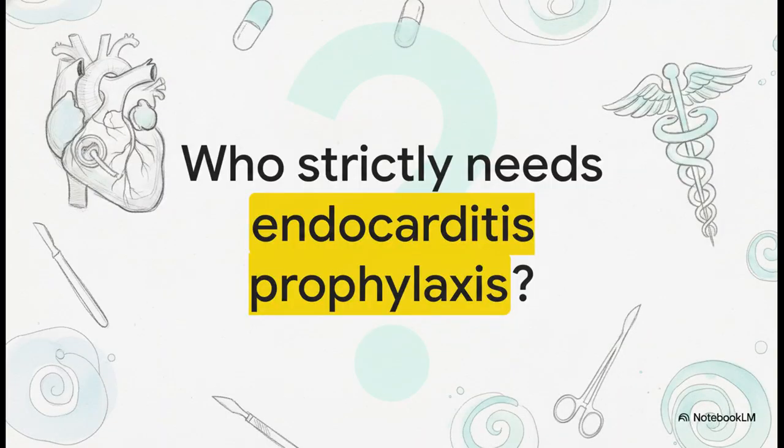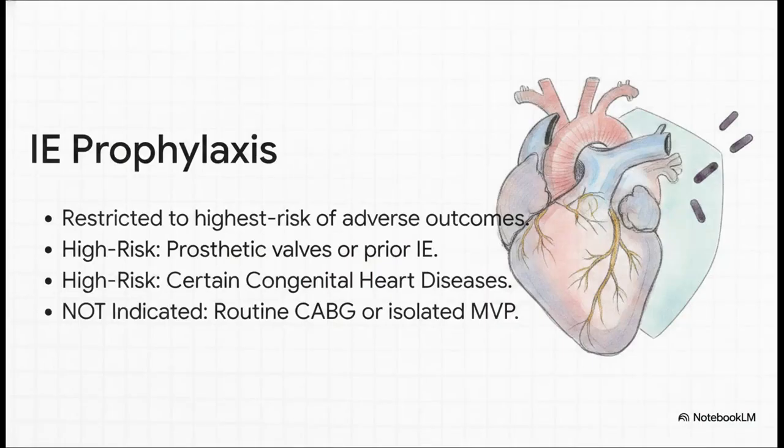Question 28. According to AHA and ESC guidelines, antibiotic prophylaxis for infective endocarditis is strictly indicated in which surgical candidate? The correct candidate is B, a history of mechanical aortic valve replacement. The reason is that prophylaxis is restricted exclusively to patients facing the highest risk adverse outcomes. For your exam pearls, high-risk indications include prosthetic valves, prior infective endocarditis, and specific congenital heart diseases. Remember, prophylaxis is not indicated for routine CABG or isolated mitral valve prolapse.